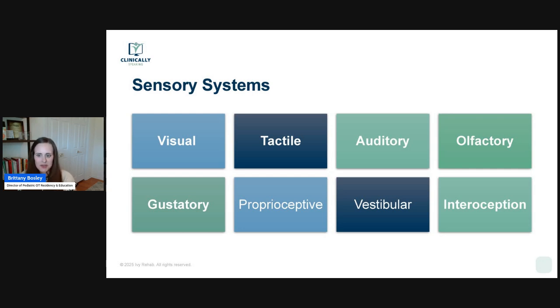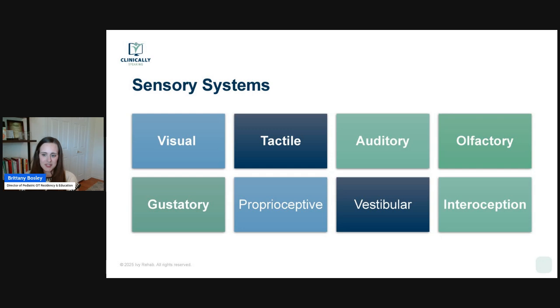Following that, we'll go to the gustatory system, which is our sense of taste. Taste receptors on our tongue allow us to perceive sweet, salty, sour, bitter, and that umami flavor. Taste is essential for survival. It helps us differentiate between nutritious foods and potentially harmful foods or substances.